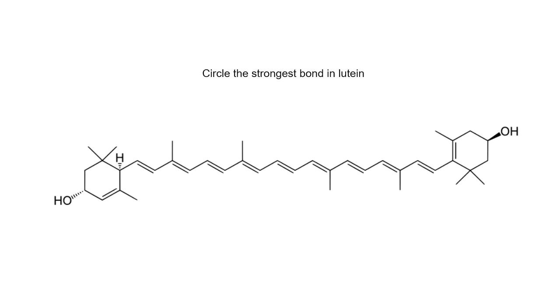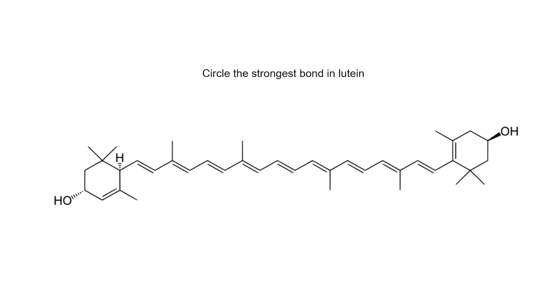Here we have lutein, a fairly large molecule that has lots of different types of bonds. But let's first look at the bond order. So I've got some double bonds and I've got some single bonds. So I would expect the strongest bond to be one of the double bonds.